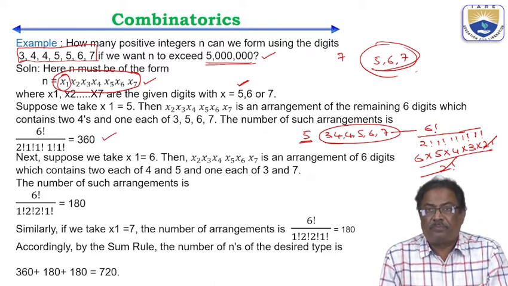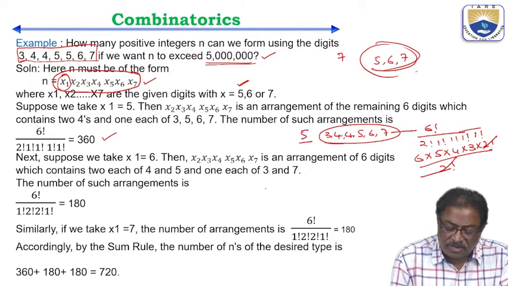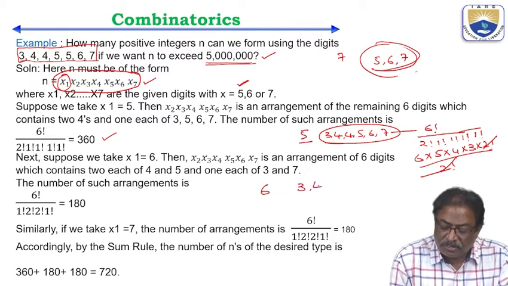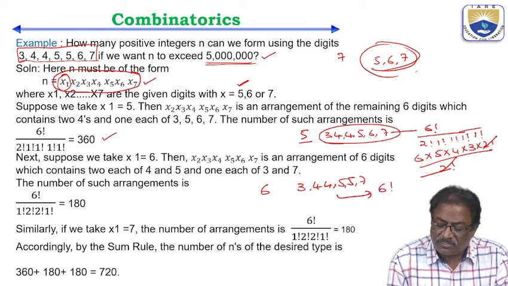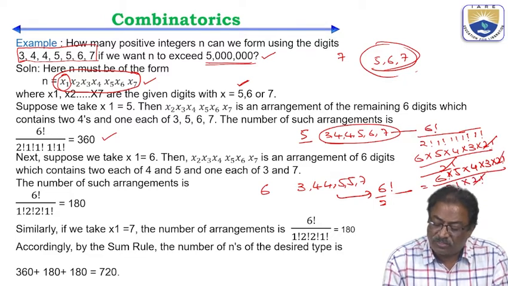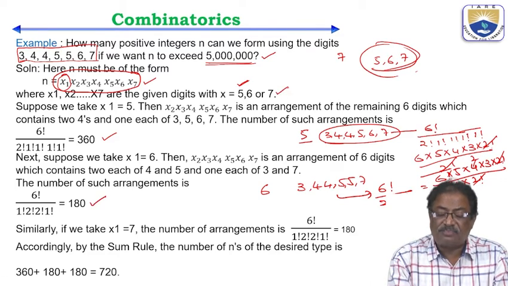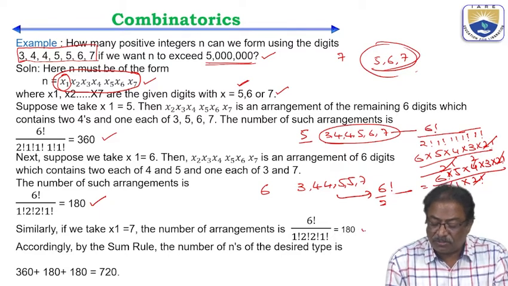So if I start with 5, similarly if I start with 6, then 3, 4, 4, and 5, 5, and the next is 7. So here the number of arrangements is 6 factorial. Here 4 is repeated 2 times and 5 is repeated 2 times. So 6 factorial by 2 factorial into 2 factorial, that is 6 into 5 into 4 into 3 into 2 factorial by 2 factorial into 2 factorial. So these two get cancelled. So 30, and then it will become 180. So it is 180. Similarly, if I am taking 7, I am going to get the same thing.